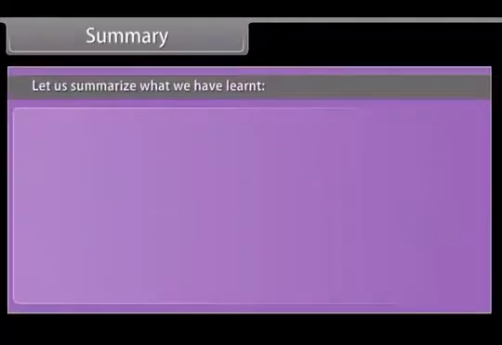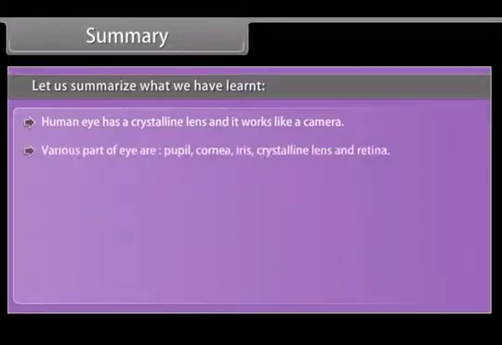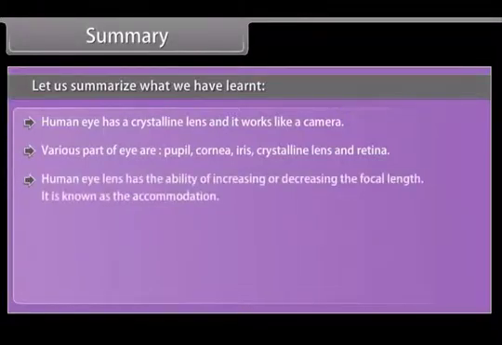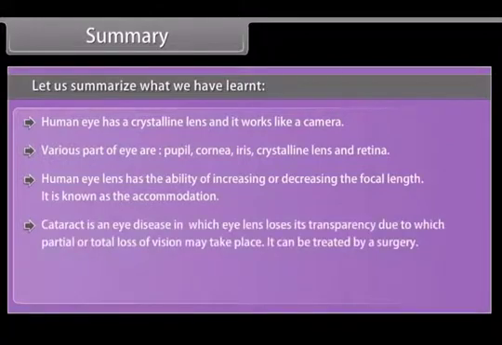Summary. Let us summarize what we have learned. The human eye has a crystalline lens and it works like a camera. Various parts of the eye are pupil, cornea, iris, crystalline lens, and retina. The human eye lens has the ability of increasing or decreasing the focal length. It is known as accommodation. Cataract is an eye disease in which the eye lens loses its transparency, due to which partial or total loss of vision may take place. It can be treated by surgery.